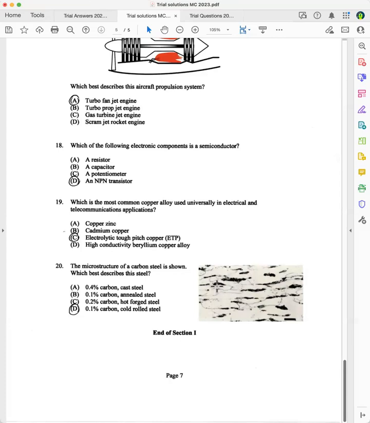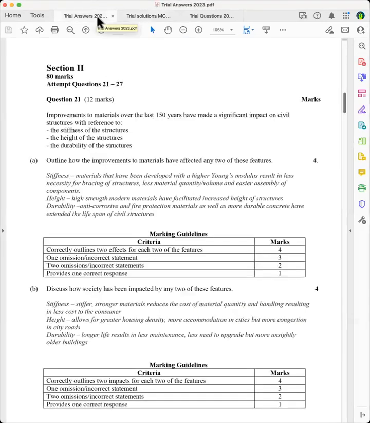So it's either 0.1% carbon anneal, it's definitely not 0.4. It could be 0.2, but the cold roll still gives it away for D. So it is 0.1% carbon cold roll steel. Okay, so let's have a look at section 2, and I'll go through these now.